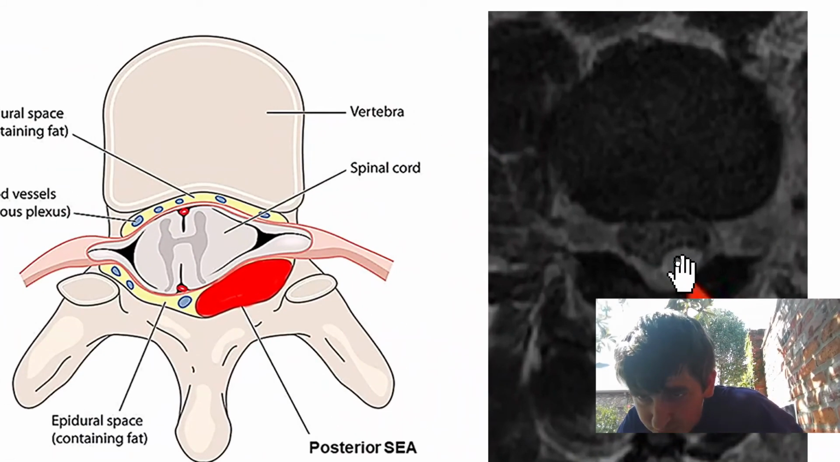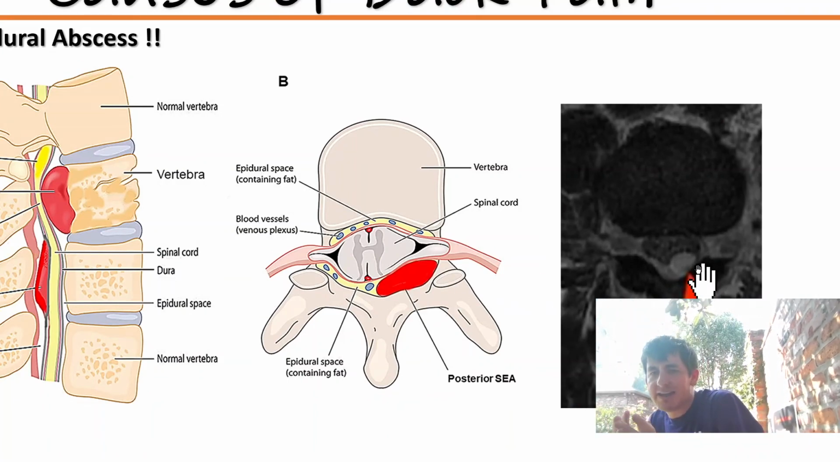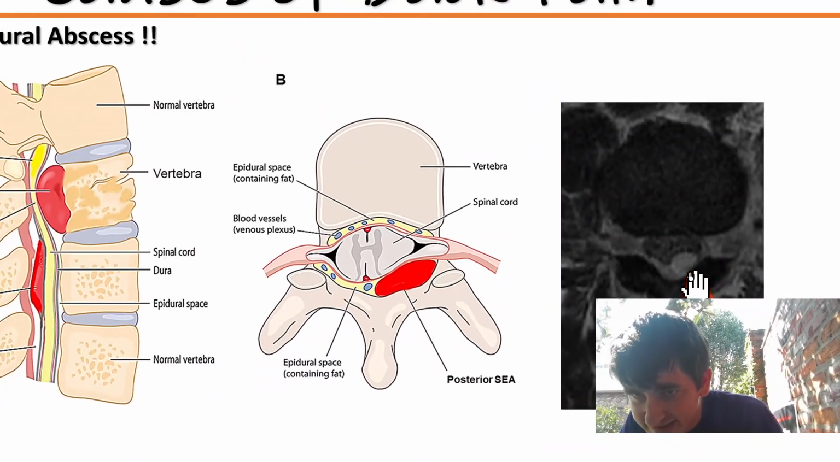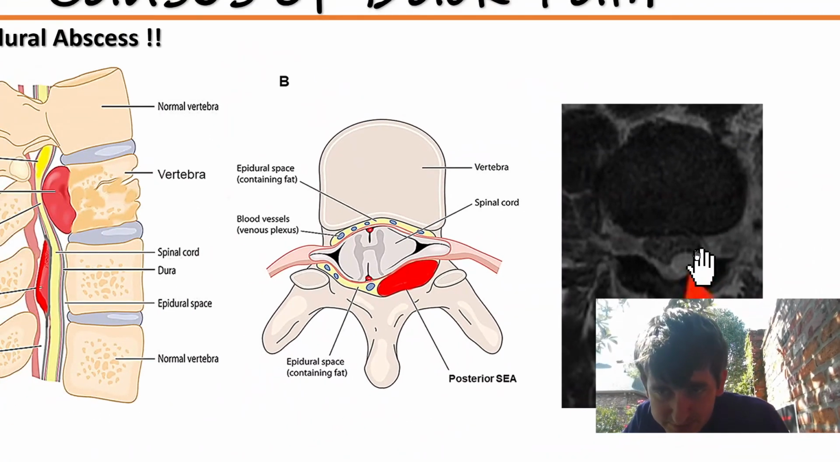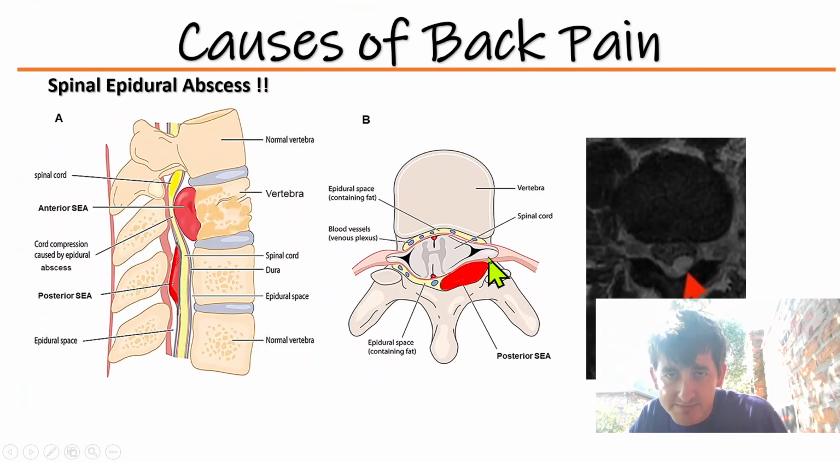You can see this bright pus-filled abscess right here on the right side. Well, actually, this would be on the left side because it's the right side of the MRI image, so it's the left side of the patient's body. That's how they usually orient these things. So this would be a left-sided posterior epidural abscess, of the spine. So they look very similar.